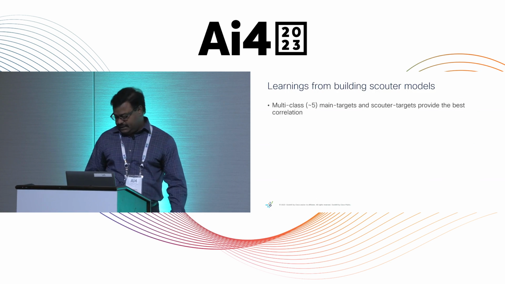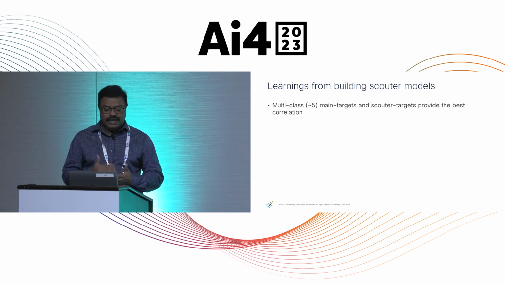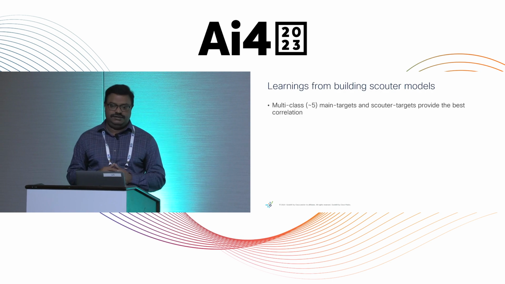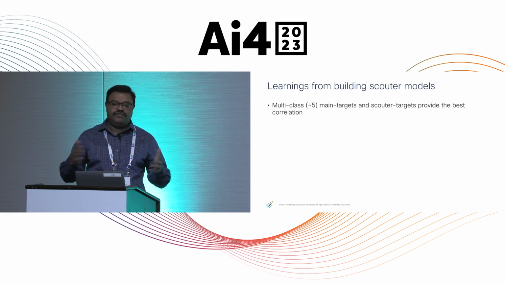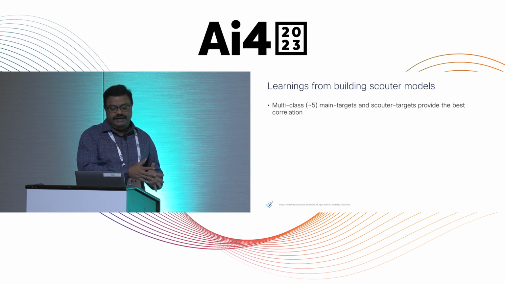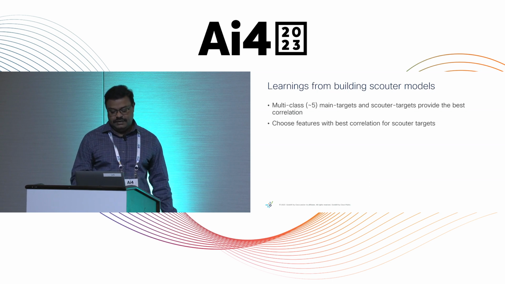The first observation is that when we had multi-target, multi-class main targets and Scouter targets, it seems to give the best correlation. It is a classification variable with 4 or 5 distinct values. So yes or no doesn't work very well, but if you have 4 or 5 values, both for the main target and the Scouter target, this scheme seems to work very well.